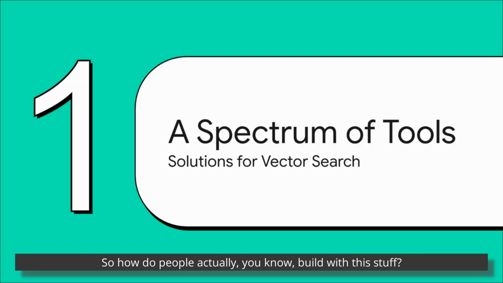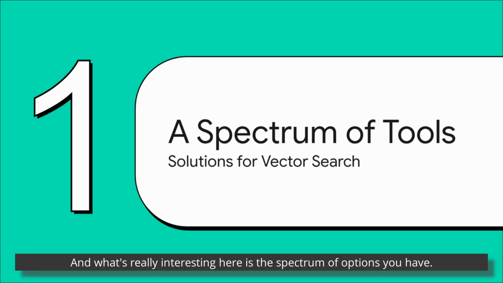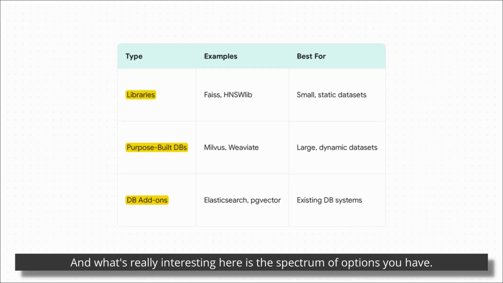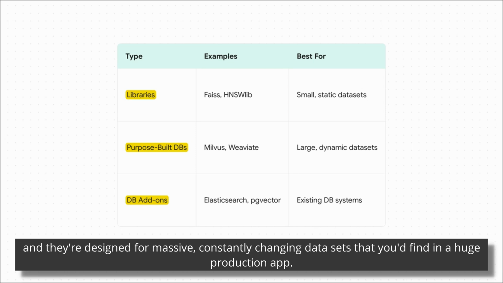So how do people actually build with this stuff? Well, as you might guess, a whole ecosystem of tools has popped up to handle this exact task, and each one has its own pros and cons. And what's really interesting here is the spectrum of options you have. On one end, you've got these lightweight libraries like FAISS, which are awesome for smaller, static projects where you want total control. But on the other end, you have these full-blown, purpose-built databases like Milvus or Weaviate, and they're designed for massive, constantly changing datasets that you'd find in a huge production app.